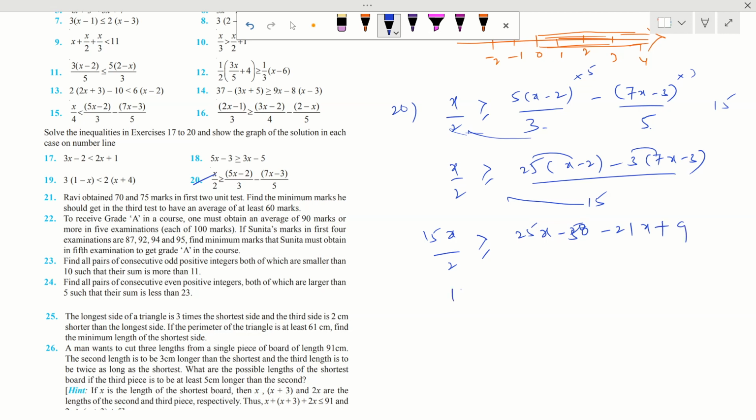Okay, and if we further resolve, 15x divided by 2 greater than or equal to, here 25x and 21x means here 4x remains, and here minus 50 and plus 9 means what, how much remains? It remains here 3 is 9, and here minus 50.